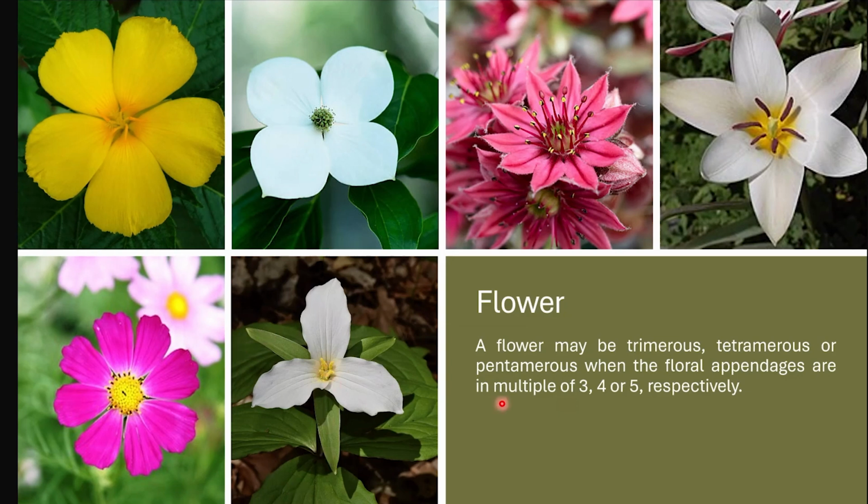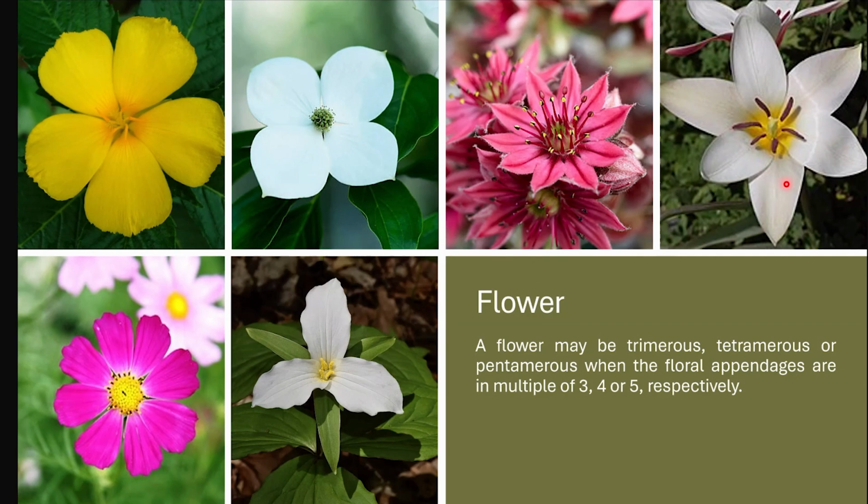This, for example, is trimerous, right? So it has 3 sepals, 3 petals, and the floral appendages of the whorls inside it will be in multiples of 3. So this is trimerous. In this case, you can see how many petals there are: 1, 2, 3, 4, 5, and 6. Six petals are there, meaning again it is trimerous because it is a multiple of 3. It is not a multiple of 4, it's not a multiple of 5. So both this and this are trimerous plants.